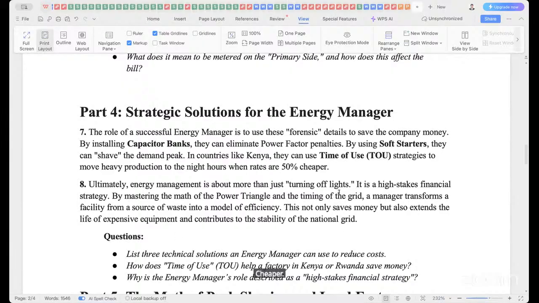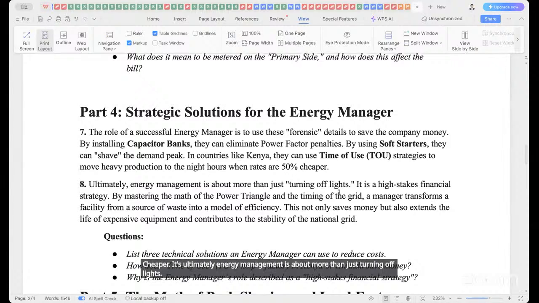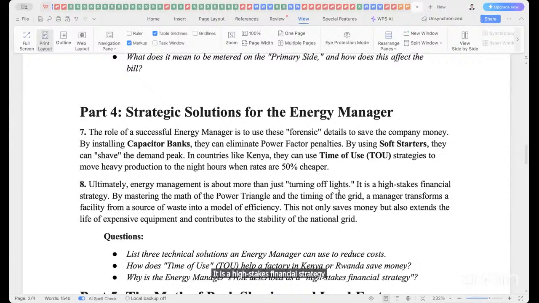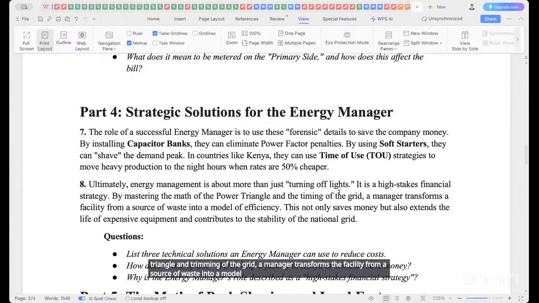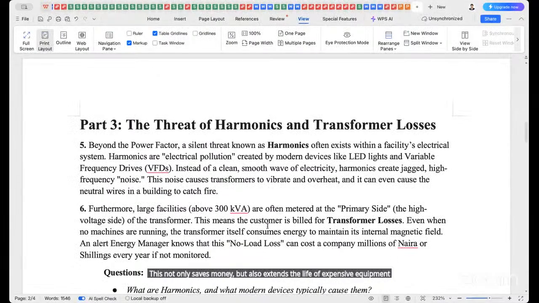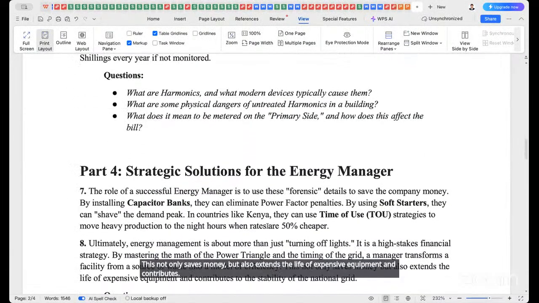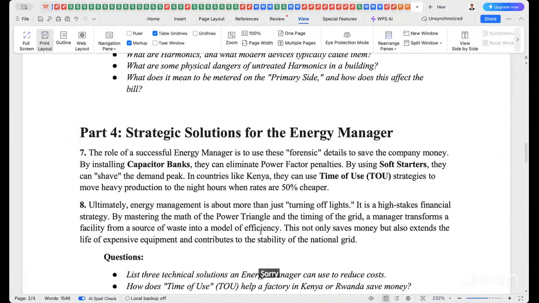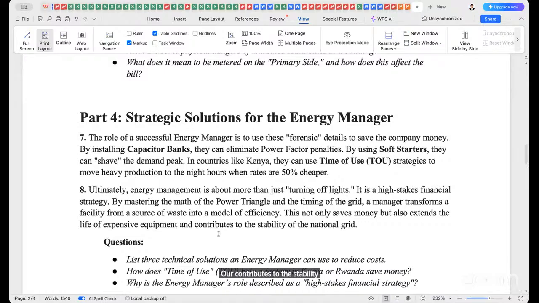Ultimately, energy management is about more than just turning off lights. It is a high-stakes financial strategy. By mastering the math of the power triangle and trimming of the grid, a manager transforms a facility from a source of waste into a model of efficiency. This not only saves money, but also extends the life of expensive equipment and contributes to the stability of the national grid.